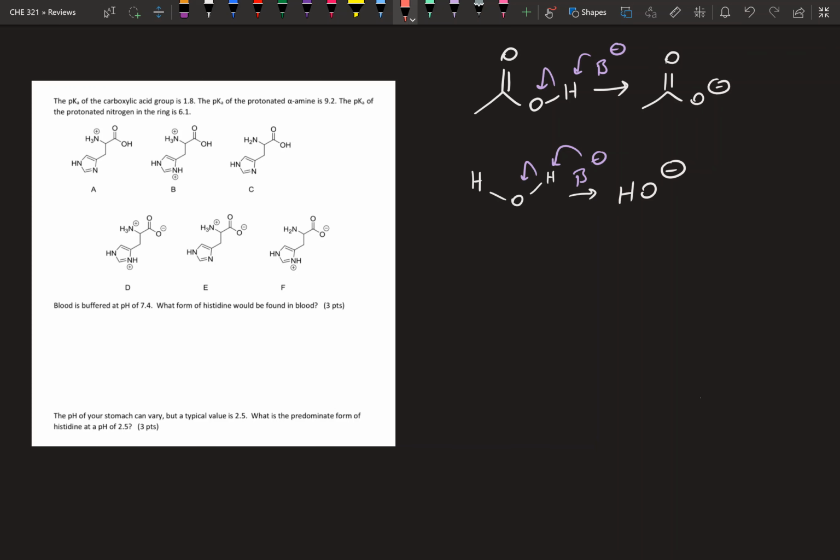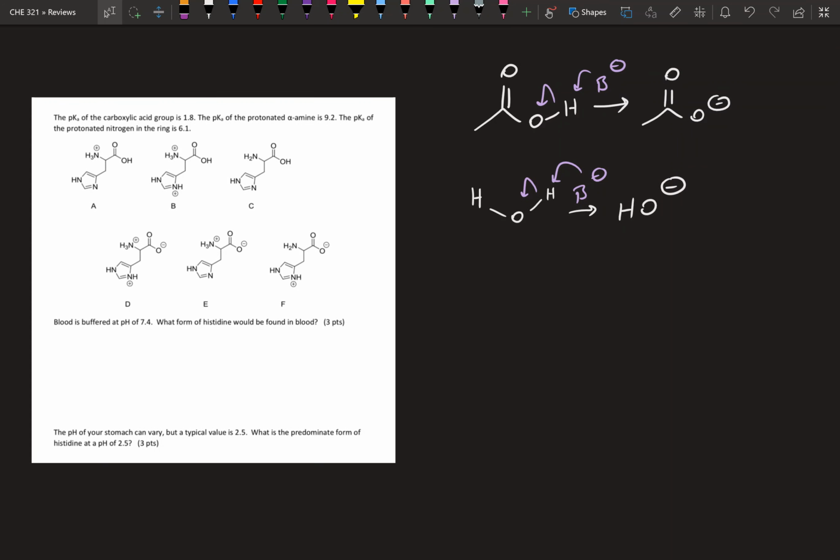Our carboxylic acid, if we deprotonate it, has an oxygen with a negative charge. That's stable because oxygens are electronegative, so they can stabilize those negative charges, and so can that hydroxide anion. That oxygen likes that negative charge. But just some terminology: the carboxylic acid is the acid, but when I talk about the conjugate base, it is now called a carboxylate anion, carboxylate.